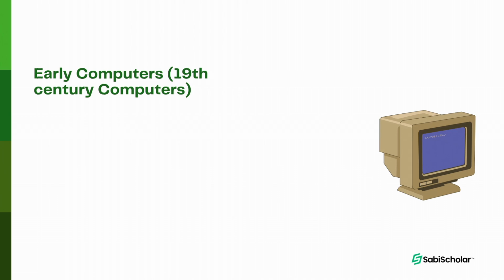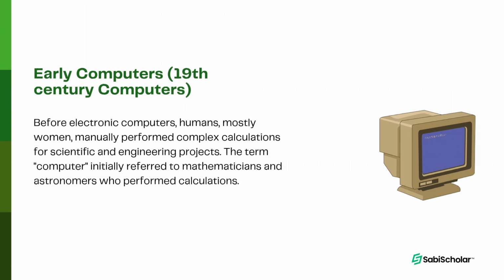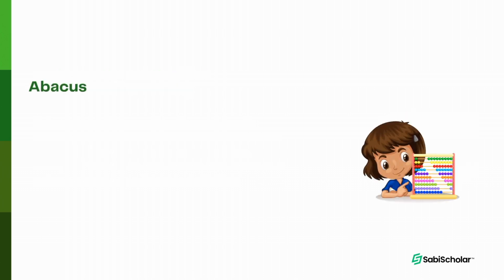So in the 19th century, before electronic computers, humans, mostly women, manually performed complex calculations for scientific and engineering projects. This was for big companies, even for government parastatals. So the term computer initially referred to mathematicians and astronomers who performed calculations. And remember, most of these astronomers and mathematicians were females, women to be precise. So the first 19th century computer we're going to look at is the abacus.